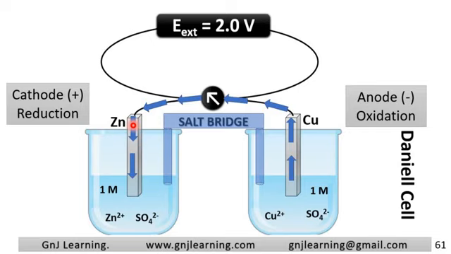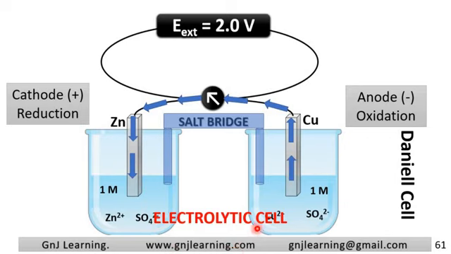So this is now a device which uses electricity to carry out a non-spontaneous reaction. In part 1 we discussed such a device, and it is called an electrolytic cell. The Daniell cell, which was a galvanic cell, has now turned into an electrolytic cell because it is under the influence of an external voltage. This is one type of electrolytic cell.